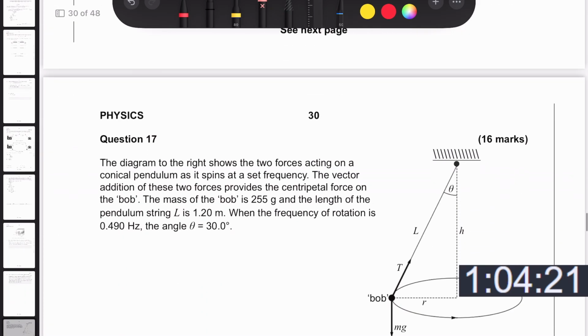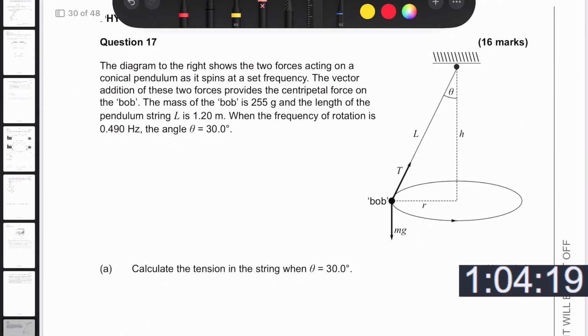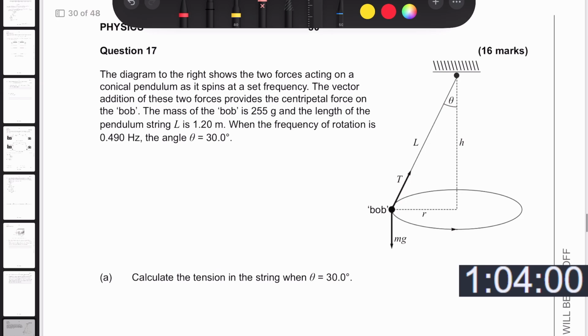And then let's go down. Calculate the tension when theta equals 30. Okay, so I have a bulb. Mass is 25, and length is 1.2. Frequency of the rotation is that. Calculate the tension in the string.